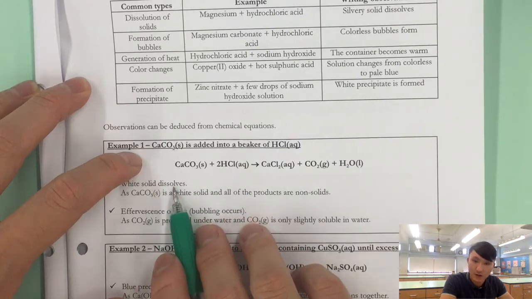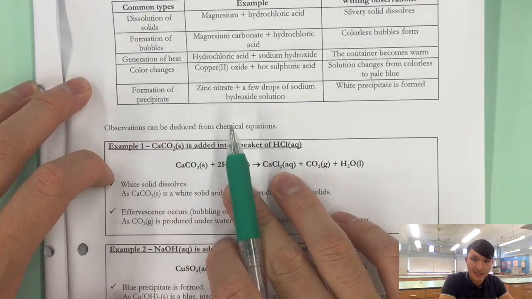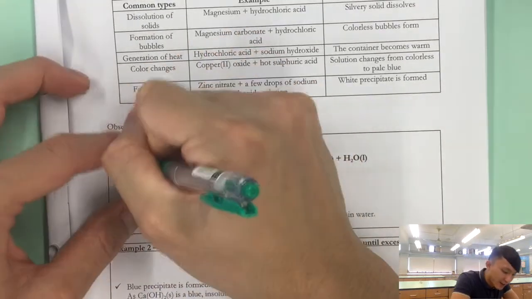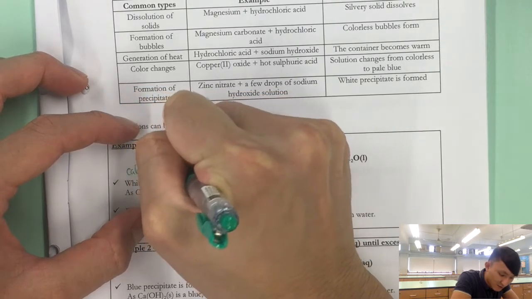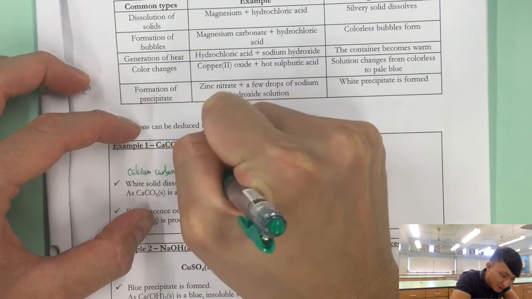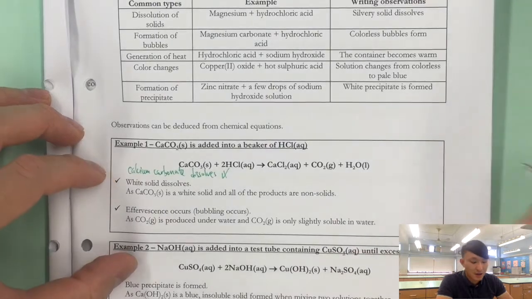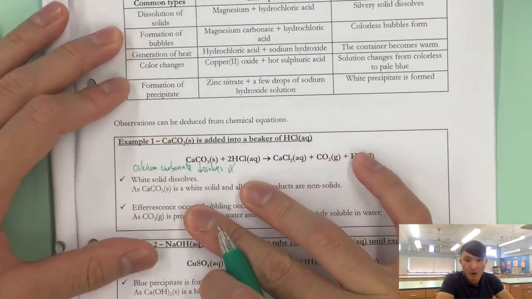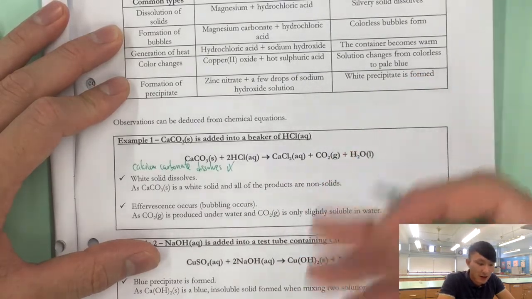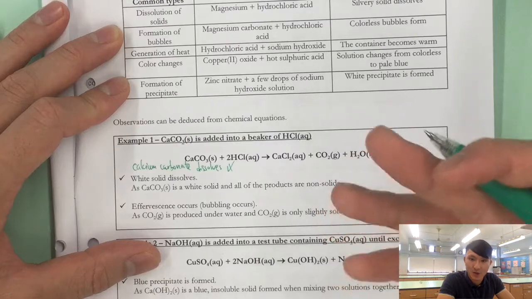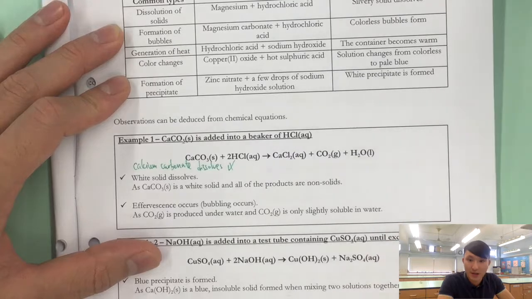Now when we talk about solid dissolves, it would be best if we can include the color of the solid. Calcium carbonate is white in color. Now some of you may say, hey, can I put down calcium carbonate dissolves? This one is not recommended because observation, we are describing something that we actually see. We are describing the most authentic things that we can observe from the experiment. From the experiment, what we actually see is the white solid dissolves.